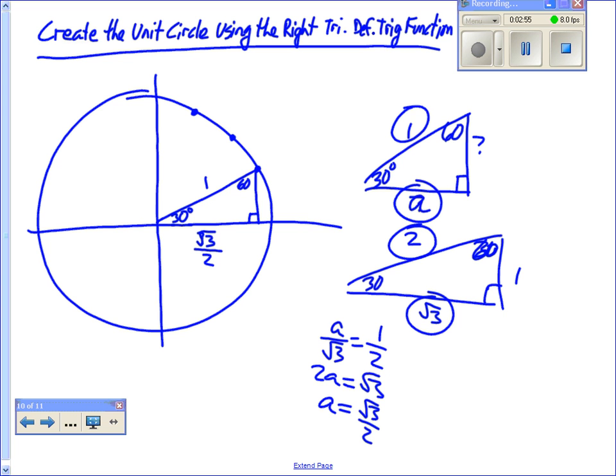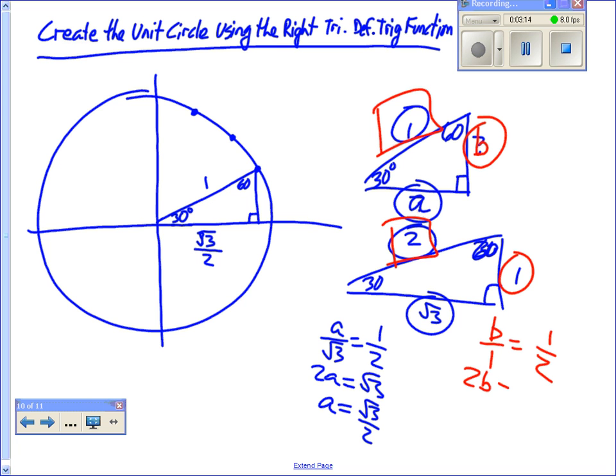Okay? And then my B, I'll call this B. Let me go small is to big. B is to 1, and I'll use my hypotenuse here. 1 is to 2. Okay? So 2b equals 1 if I cross multiply, so b ends up being a half. B ends up being a half.